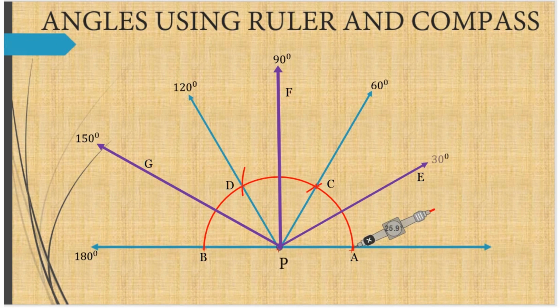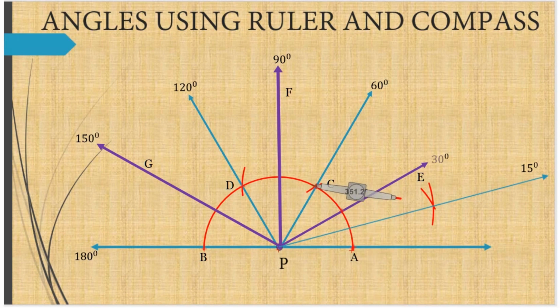Now, if we further bisect APE angle by drawing the arcs from A and a point on arm PE, that intersects with the semicircle, they do intersect at a point, join P to that particular point. Now this angle would be 15 degrees. Similarly, use point C and the point where PE is cutting the semicircle drawn initially. So these 2 arcs meet at a point. Now if we join this to P, that gives 30 plus 15, that is 45.